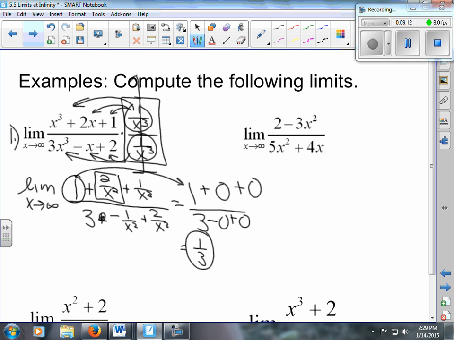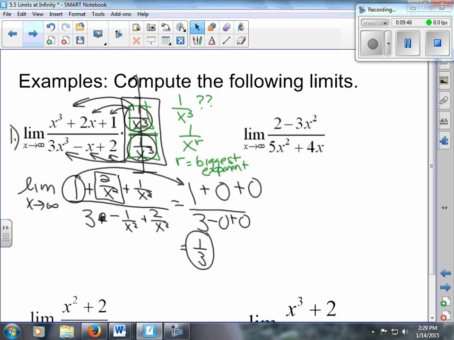Okay, so Mrs. Griffith, how did you know to use 1 over x to the third? How did I know to do that? Well, you're going to do 1 over x to the r, where r is the biggest exponent. If you look at the degree of the numerator and the degree of the denominator, you take the bigger one if one is bigger than the other, and that's the one you use. So let's look at this second example here.